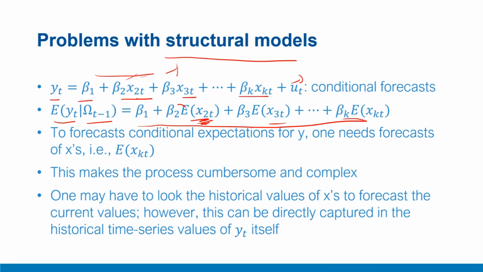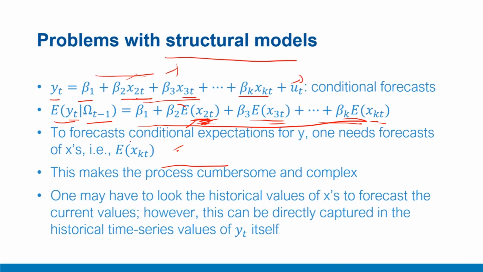We have x2t, x3t. These are the values in the expectation. Now, in order to conduct the forecasting or prediction, or what we call the conditional expectation of yt, we need forecasts of x2t, x3t, xkt, which are time series processes themselves. And that makes this prediction with the help of a structural model an extremely complex process, because now you have to rely on all those k variables and do the modeling and prediction for these variables themselves.